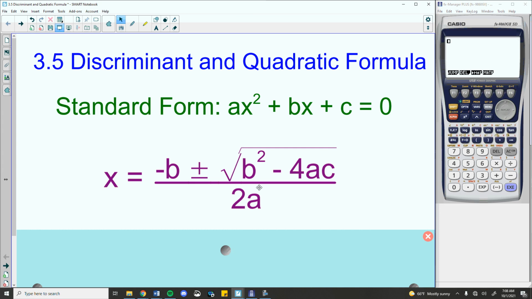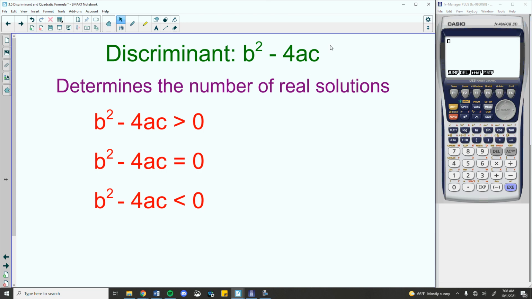Now the first thing we're going to talk about is the discriminant. The discriminant is just the part underneath the square root. Whenever I look at the discriminant, again, it's just that b squared minus 4ac part. And really important here, the discriminant tells you how many solutions you're going to have. If my discriminant is greater than 0, that means it's positive, I'm going to have 2 real solutions.